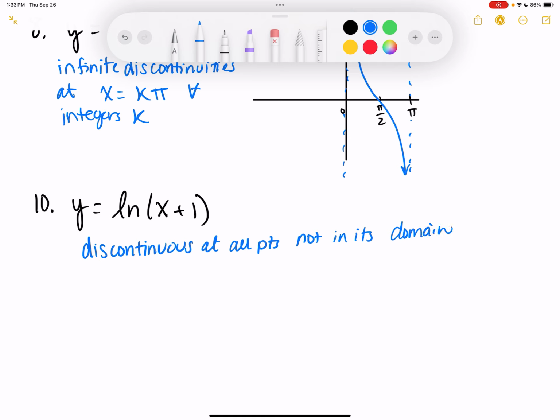So the domain would be x plus 1 is greater than or equal to 0. So x is greater than or equal to -1. So essentially, it's continuous as long as x is greater than or equal to -1. But it would be discontinuous less than that.